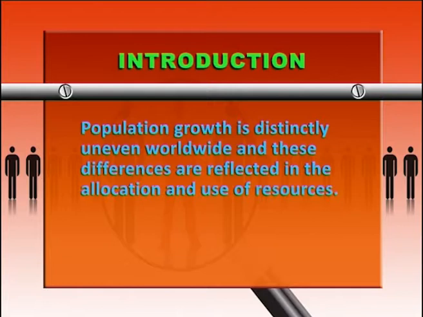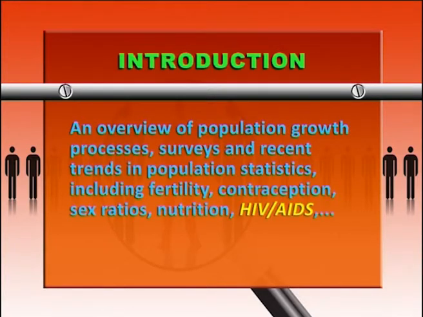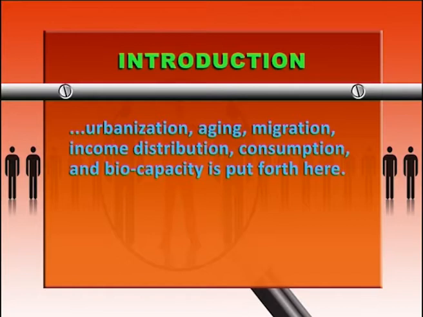Today, the world's population is approximately 6.7 billion and increasing rapidly, despite a recent decline in the overall rates of population growth. Population growth is distinctively uneven worldwide, and these differences are reflected in the allocation and the use of resources. An overview of population growth processes, surveys, and recent trends in population statistics, including fertility, contraception, sex ratios, nutrition, HIV/AIDS, urbanization, aging, migration, income distribution, consumption, and biocapacity is put forth here.